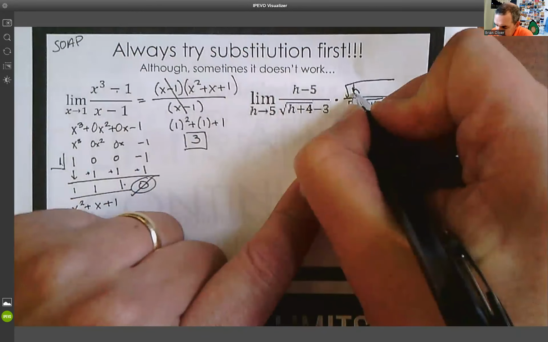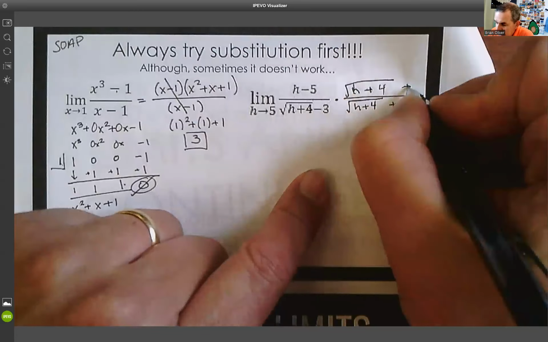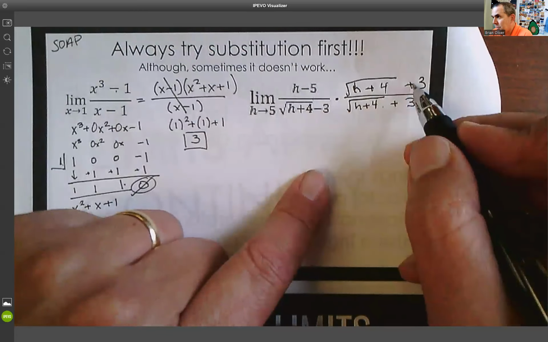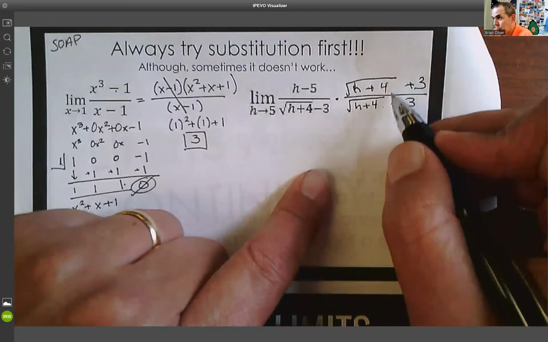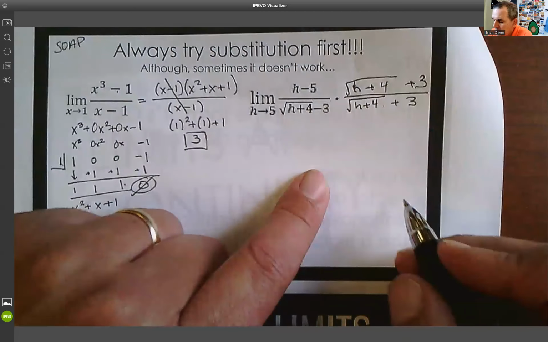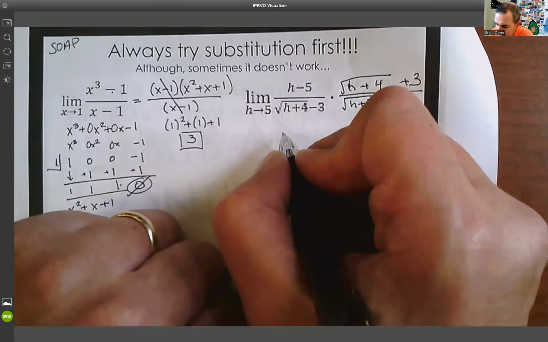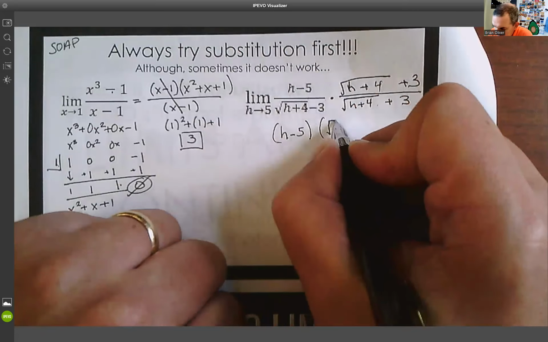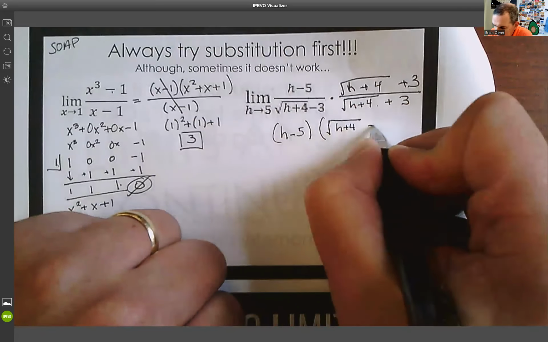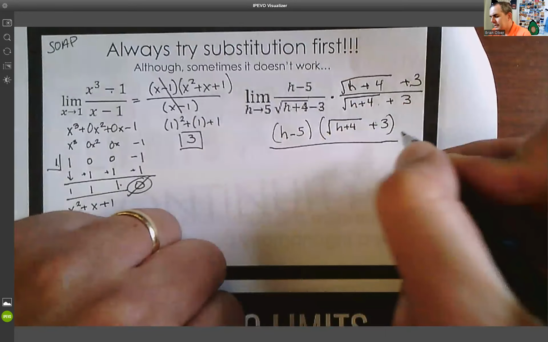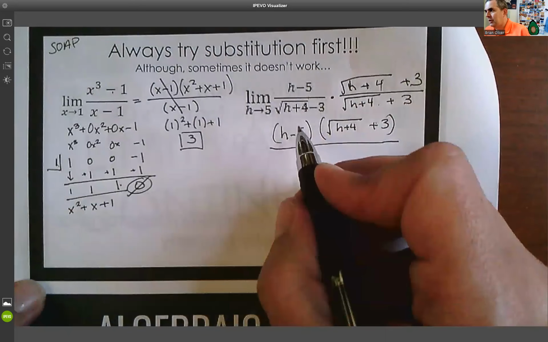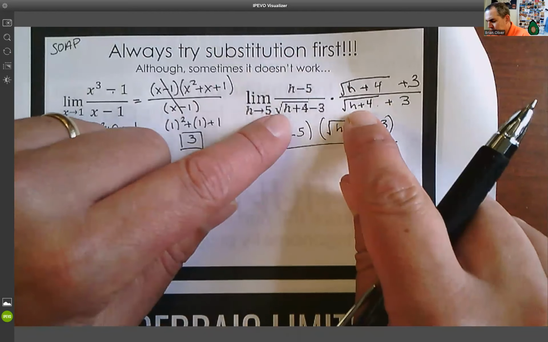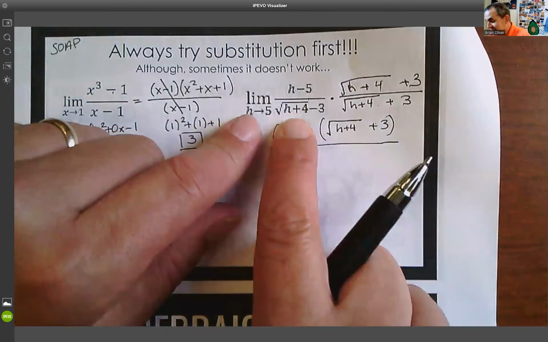So what I'm going to do is this. I'm going to go ahead and multiply both sides by this root h plus 4 plus 3. Because this actually is 1, if you will. This would cross off. But when I do that, what is going to happen is the following. I'm going to get h minus 5 up top. I'm going to get root h plus 4 plus 3 over. Now here's the trick, the really nice thing about conjugates. When you multiply something by its conjugate, it's basically square each one of these terms. So it's basically multiply this times this.